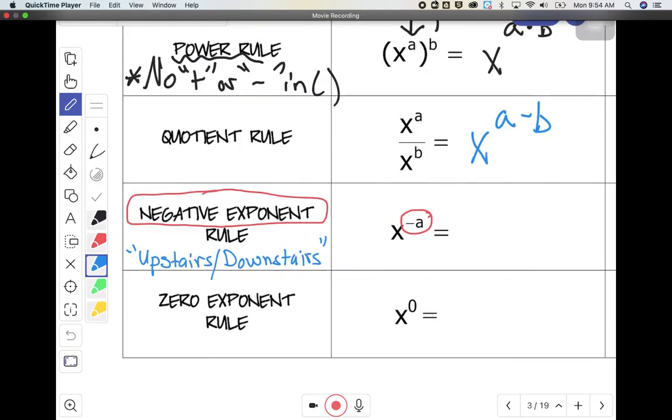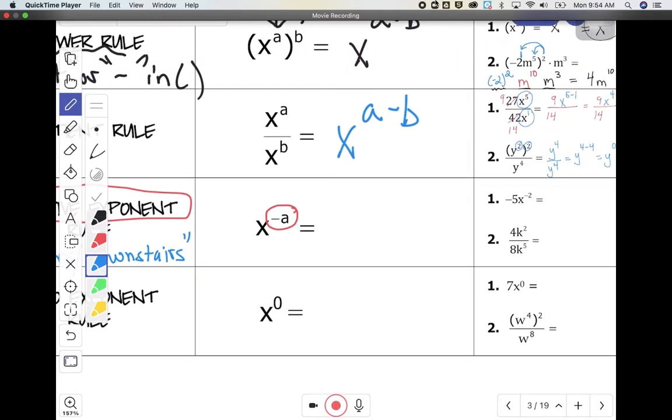So let's go ahead and make this official. If we have x raised to the power of negative a, that's going to be the same thing as moving that x to the a to the bottom. And then you can't have a topless fraction. So we need a placeholder. We put a 1 up there instead.